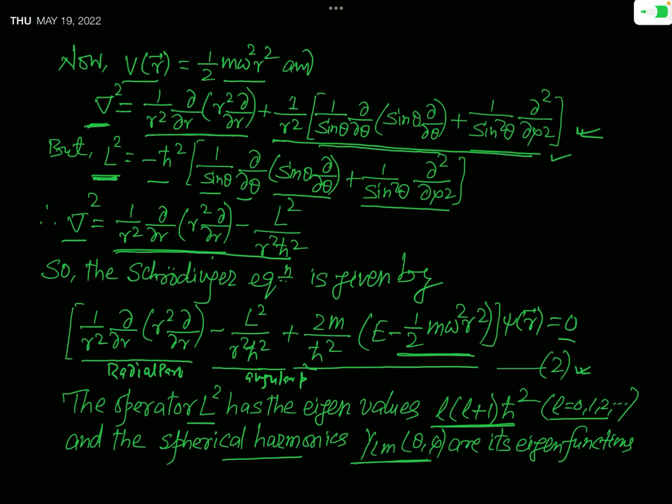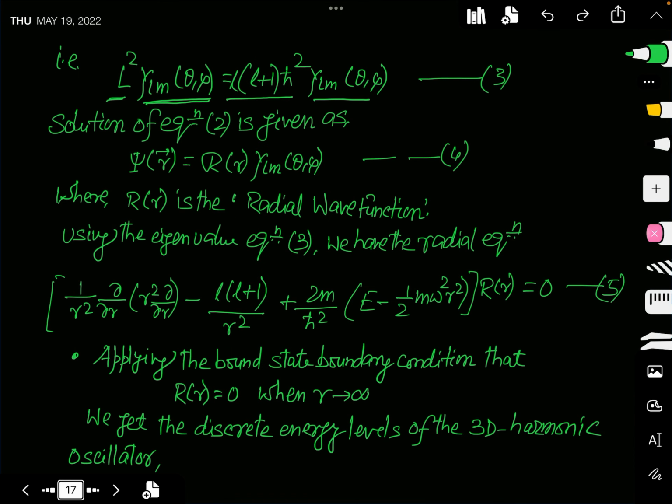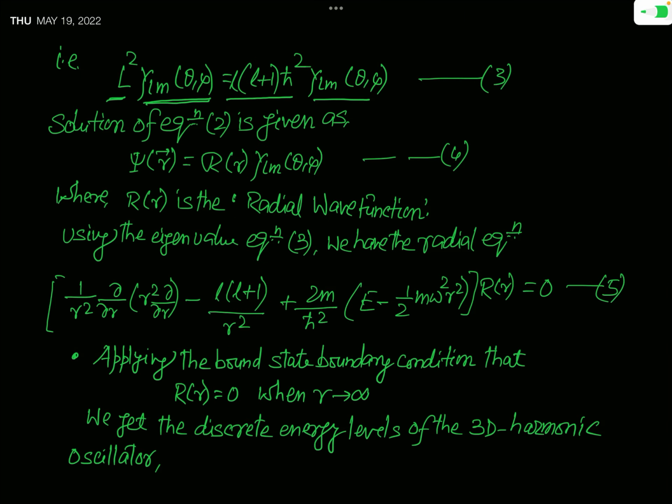Since it is a partial differential equation, to get the actual solution we have to separate the variables. The solution of this equation, psi of r, can be written as a product of the radial wave function, which is the solution of the radial equation, and Y_lm(theta, phi), which is the solution of the angular part of that equation. So psi of r, the total solution of equation 2, will be just a product of the radial function R(r) and the spherical harmonic.